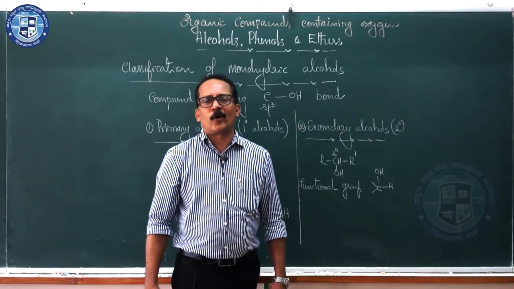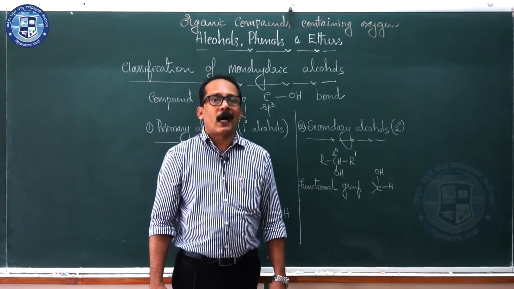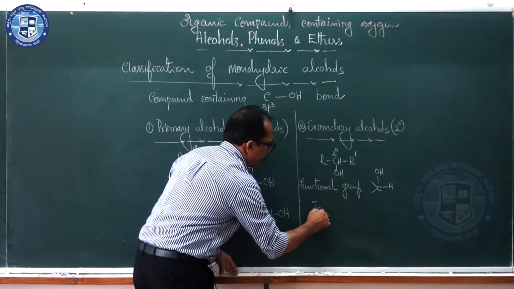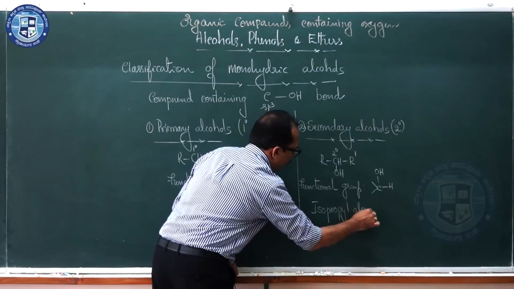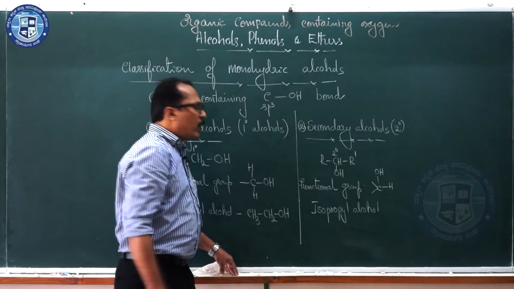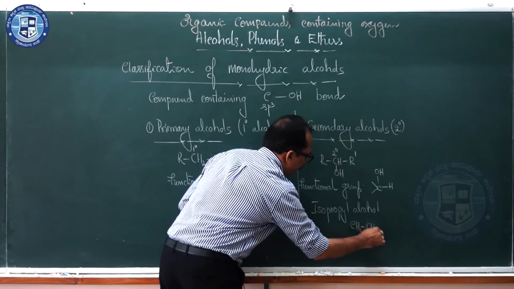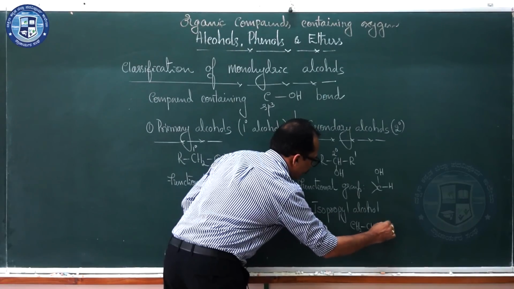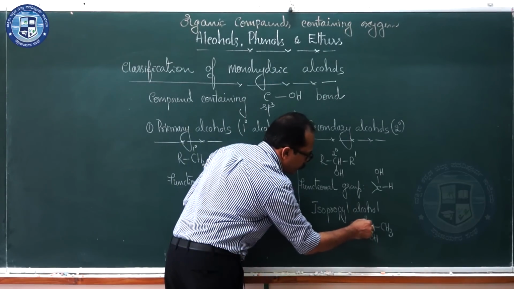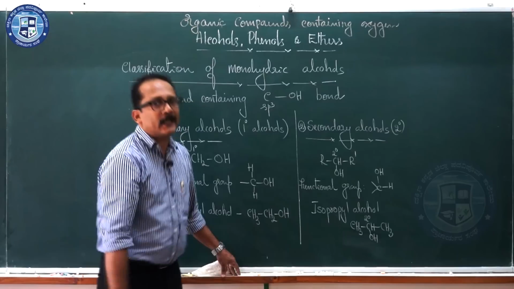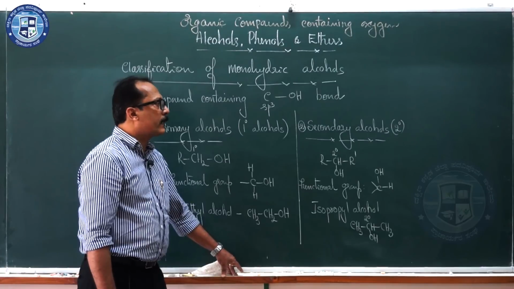Example for secondary alcohol: isopropyl alcohol. The formula of isopropyl alcohol is CH3CHOHCH3. See, here the functional group OH is attached to which carbon atom? The secondary carbon atom. Therefore, isopropyl alcohol is an example of a secondary alcohol.